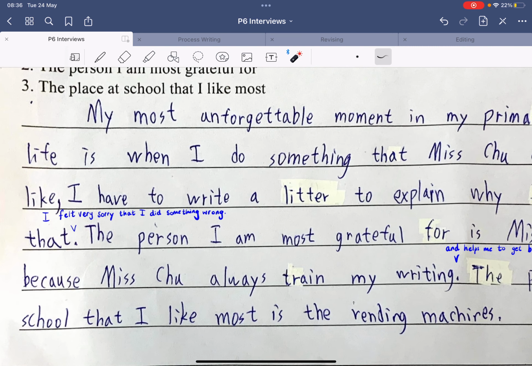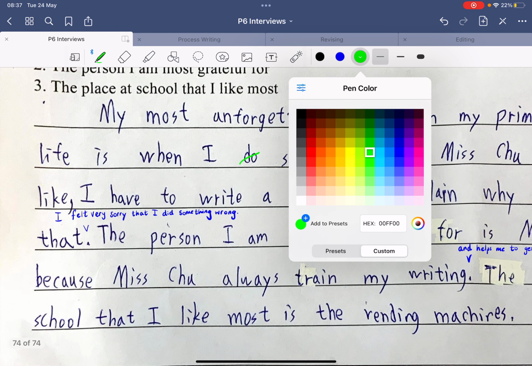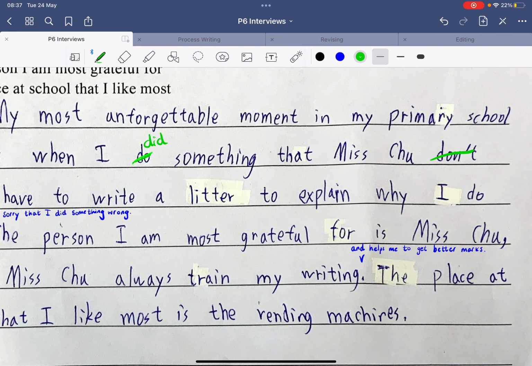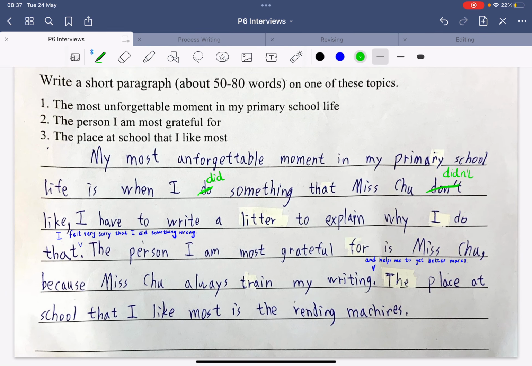Right. I want to change this into the past tense. So instead of "do", immediately, I'm going to change it to "did". Let's get a better color green. Maybe this one. When I did something that Miss Chu didn't like.